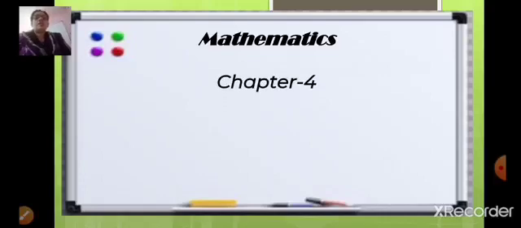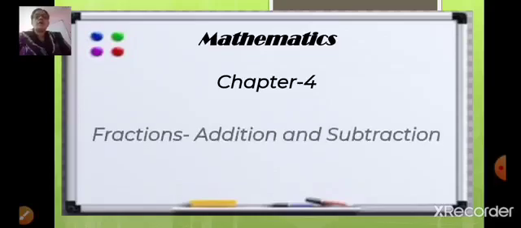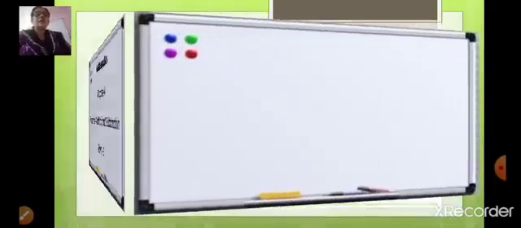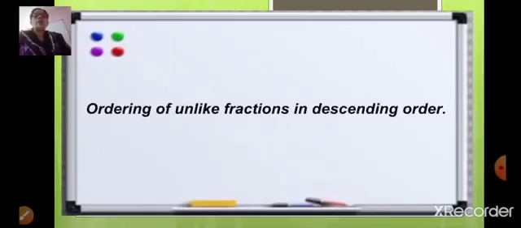Today, let us continue with chapter 4, and today I'll be doing part 6 of this chapter. Students, you are all thorough with the ordering of numbers. Right from second standard, you have been learning how to write numbers in ascending and descending order. In the last class, we studied how to arrange fractions in ascending order. Today, let us learn how to arrange unlike fractions in descending order.